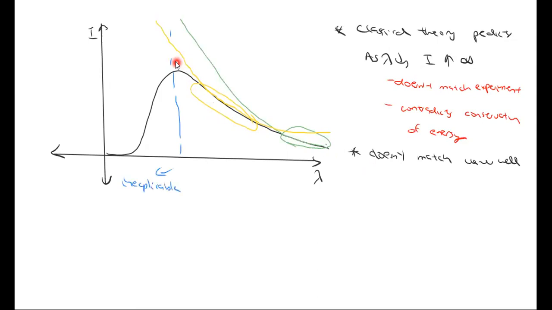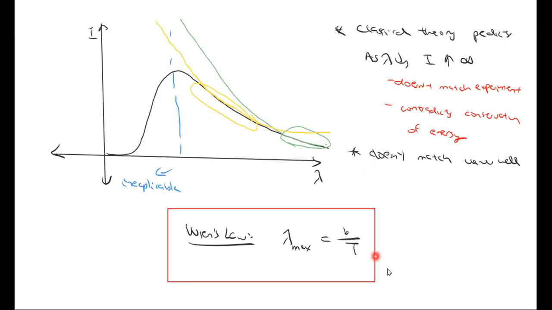under classical theory. Now, you do need to be able to understand that you've got Wien's law. So Wien's law tells you that your maximum wavelength is equal to B over T, where B is a constant you can look up on your reference sheet. And you can quite quickly see from this that as T goes up, lambda will go down.